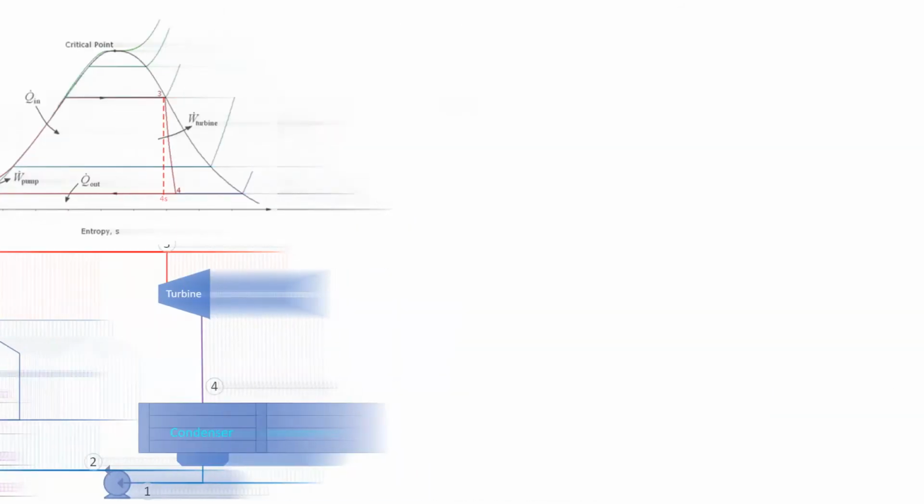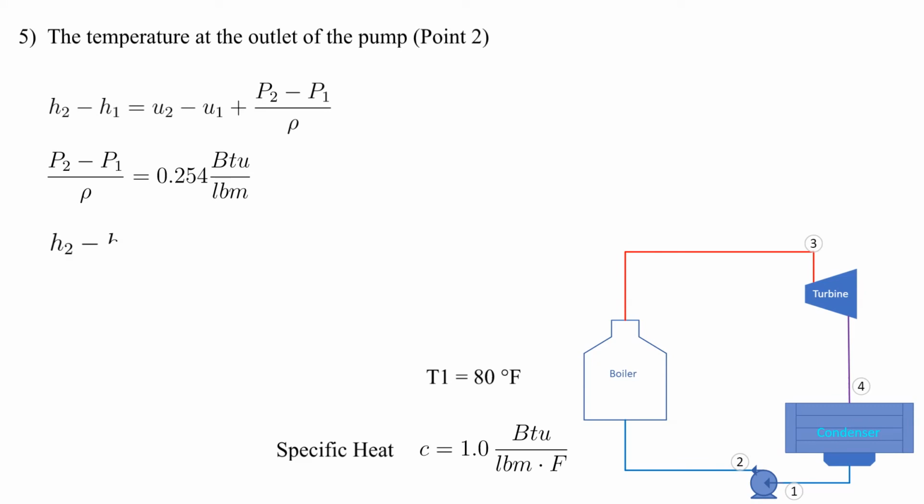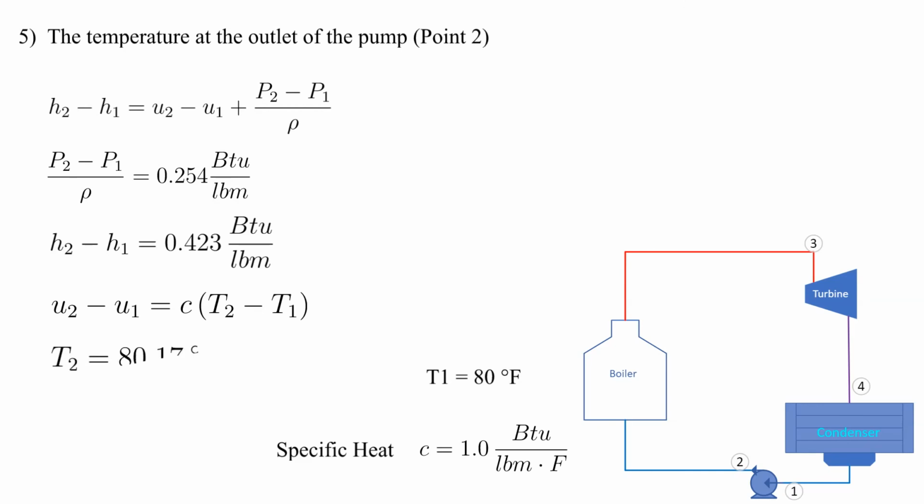Now let's calculate the temperature at the pump outlet. Big picture, we know that the pump is applying 0.423 BTUs per pound mass, but only 0.254 BTUs per pound mass goes into increasing pressure. We will assume that the remaining energy goes into heating up the water. The equations are shown here and provide the details.